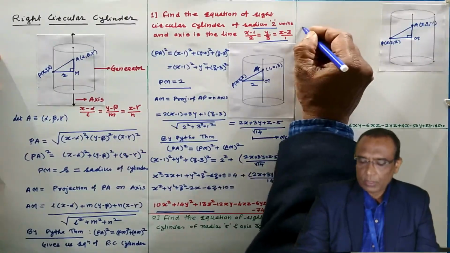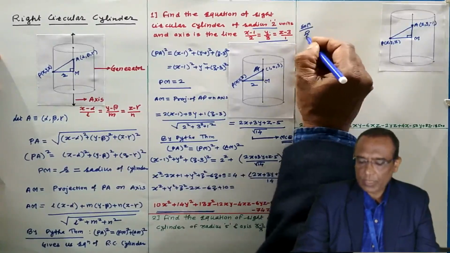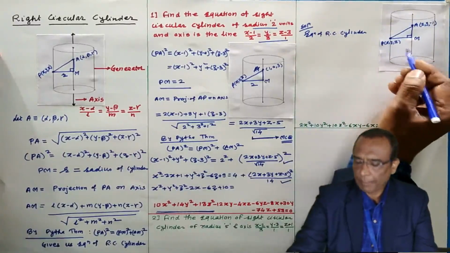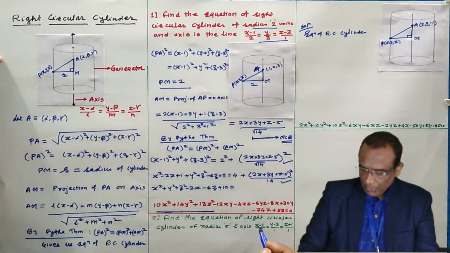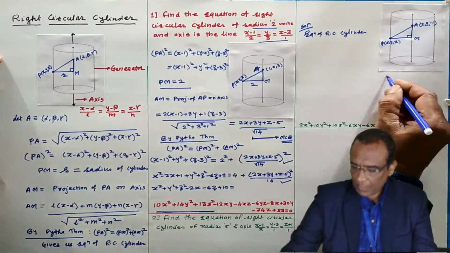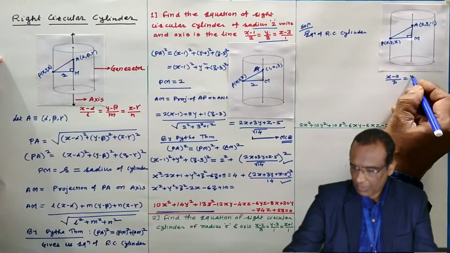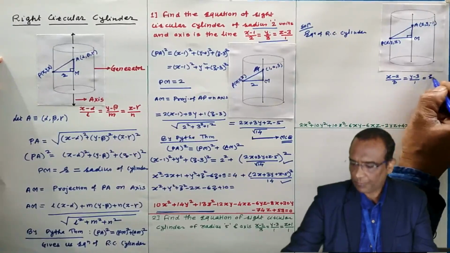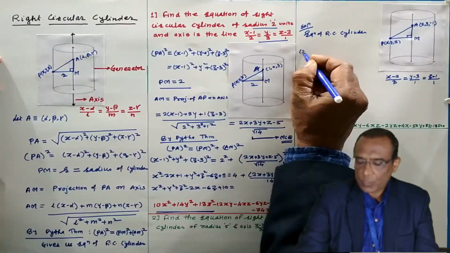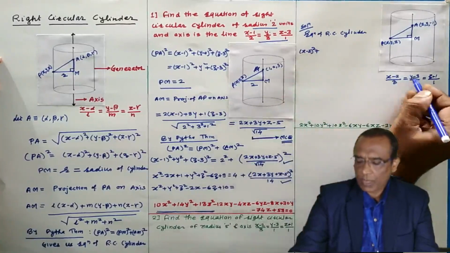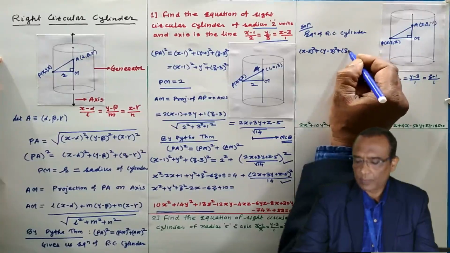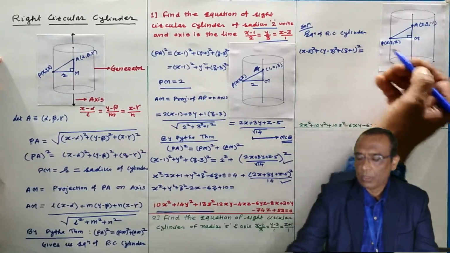Here I am writing directly the equation of the right circular cylinder. This is the equation of the axis: (x minus 2) by 3, (y minus 3) by 1 and (z plus 1) by 1. The equation of the right circular cylinder, I am writing directly: (x minus 2) square plus (y minus 3) square plus (z plus 1) square is equal to the radius square.